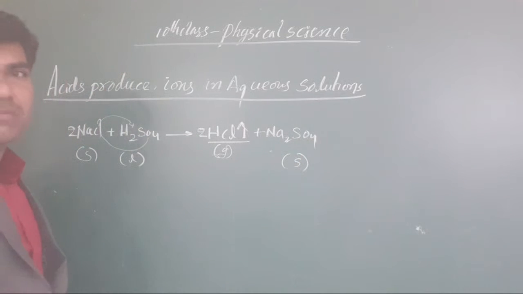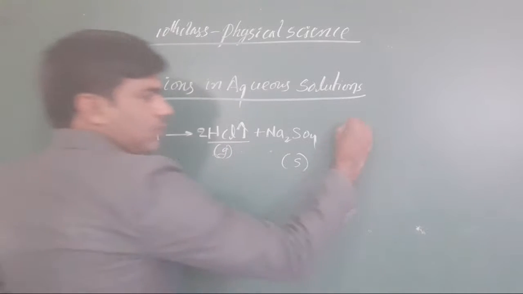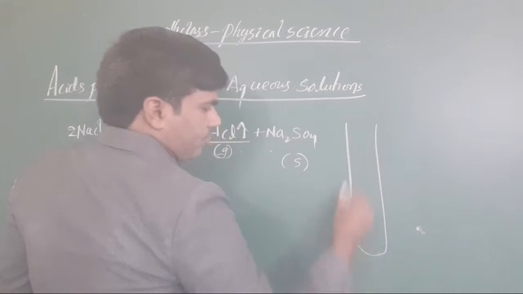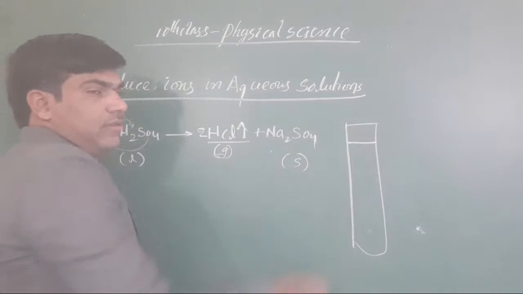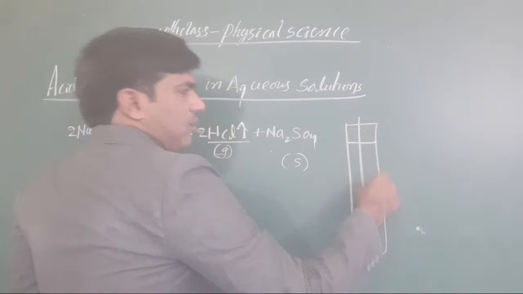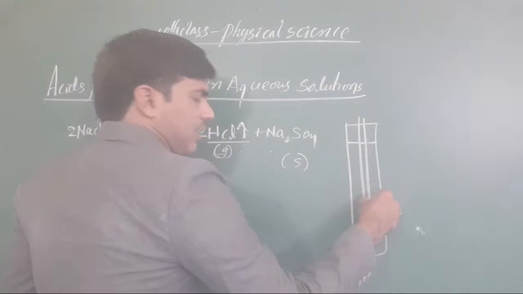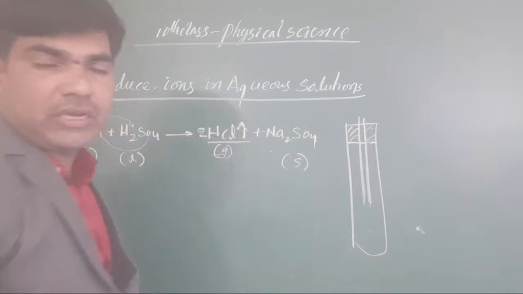When you take this experiment, only the solid appears for us, and HCl is available in the form of a gas through the test tube. Now only one thing: when you take HCl gas in this test tube, before that you should compulsorily take a delivery tube, and as well as a rubber cork.